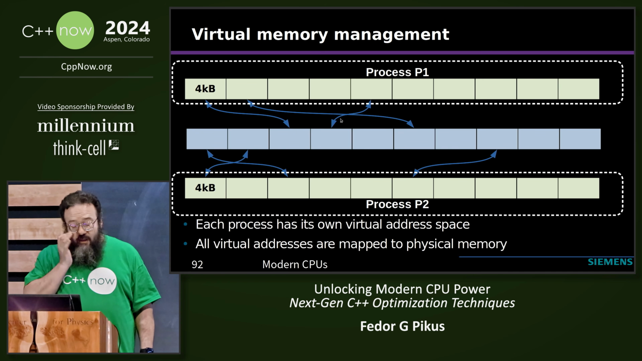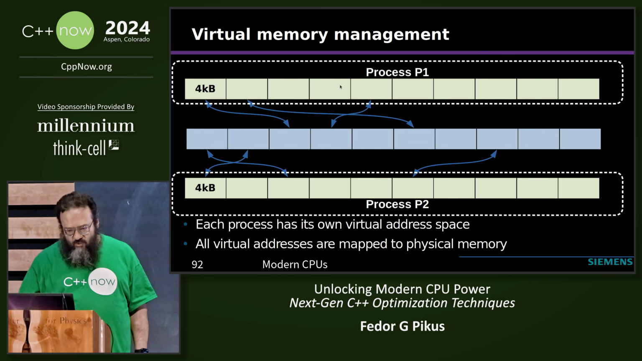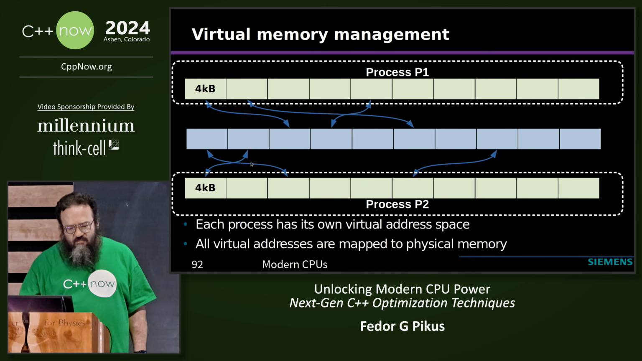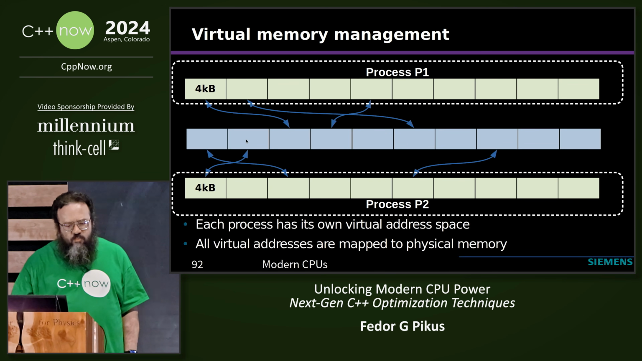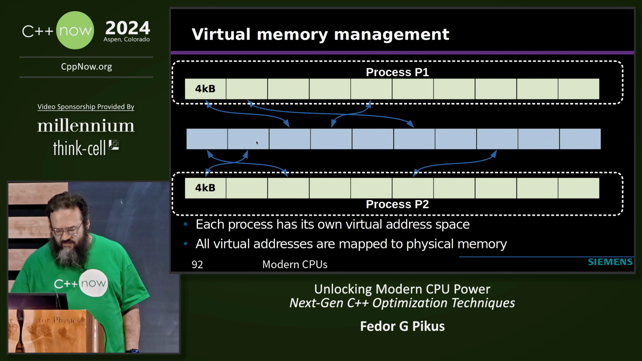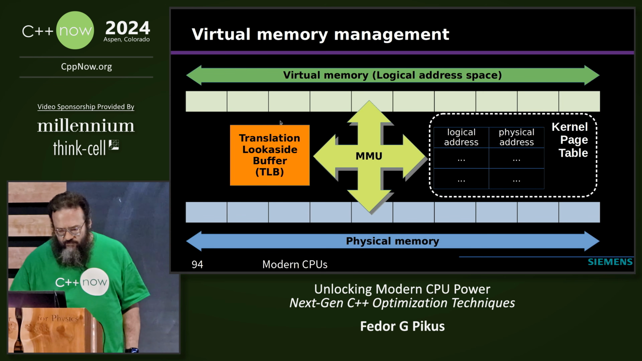Well, it gets more interesting if you have, let's say, two processes. The 2 processes just have their own virtual address space, and with the exception of shared memory, they just don't point to the same physical pages and everything is fine. Okay, so how is this done?